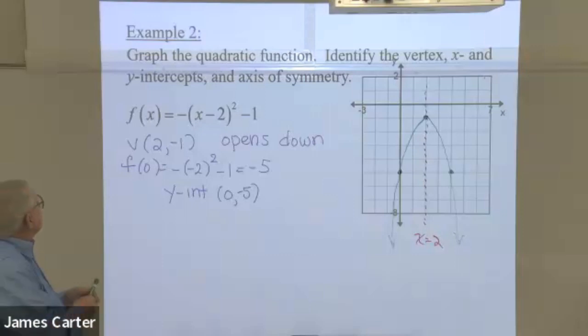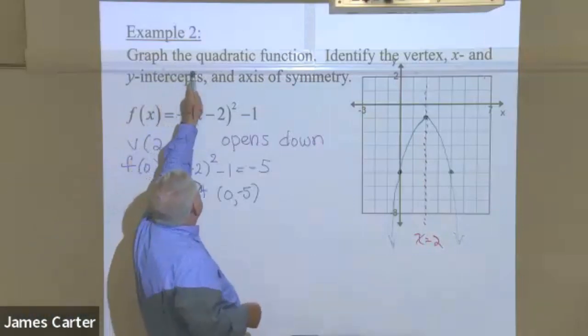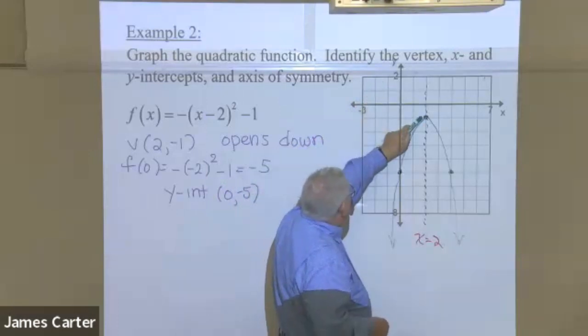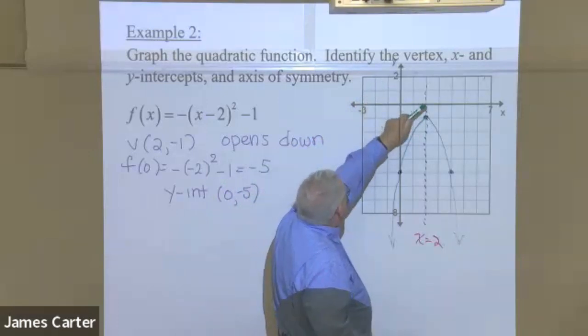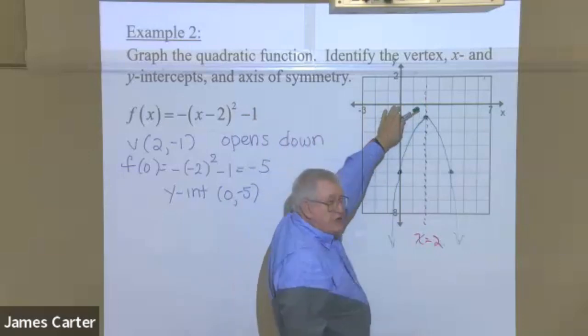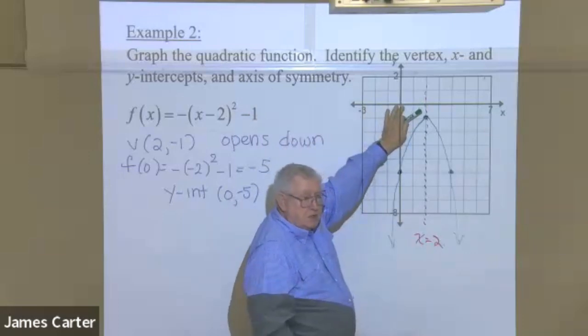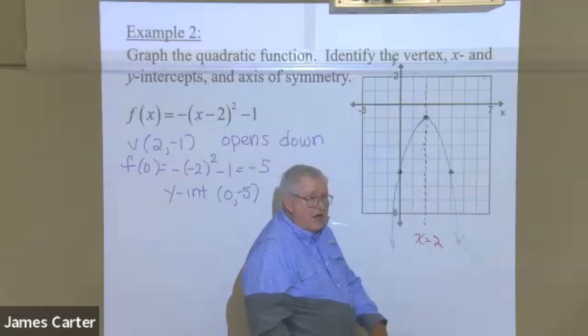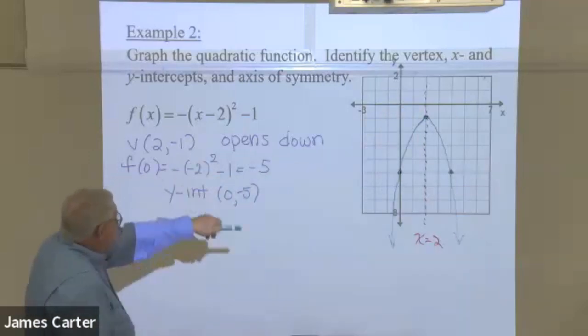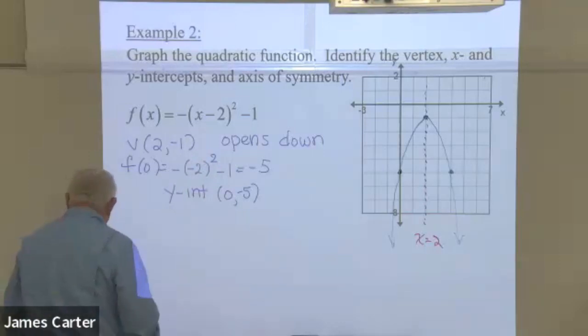Okay? So did we answer all the questions? Yes, we graphed it. Did we identify the vertex? Yes. Did we find the x and y-intercepts? Well, we found the y-intercept, but there is no x-intercept on this because it's going away from the x-axis. Okay? And the axis of symmetry we also found.